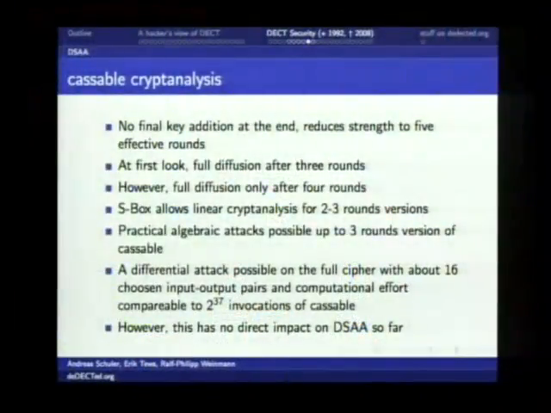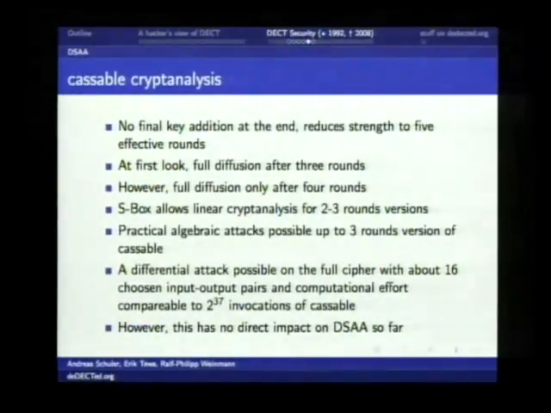We did a little cryptanalysis on the cipher. When you first look at this Cassable cipher, you think that there's full diffusion after 3 rounds, so after half of the rounds. But if you look a little bit more closely, you see that it takes at least 4 rounds to get full diffusion. Full diffusion means that every bit in the internal state depends on every bit of the input and every bit of the key.